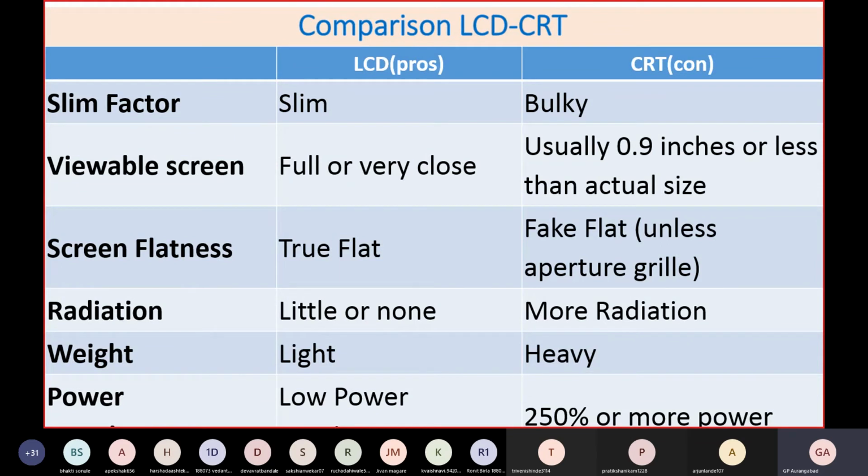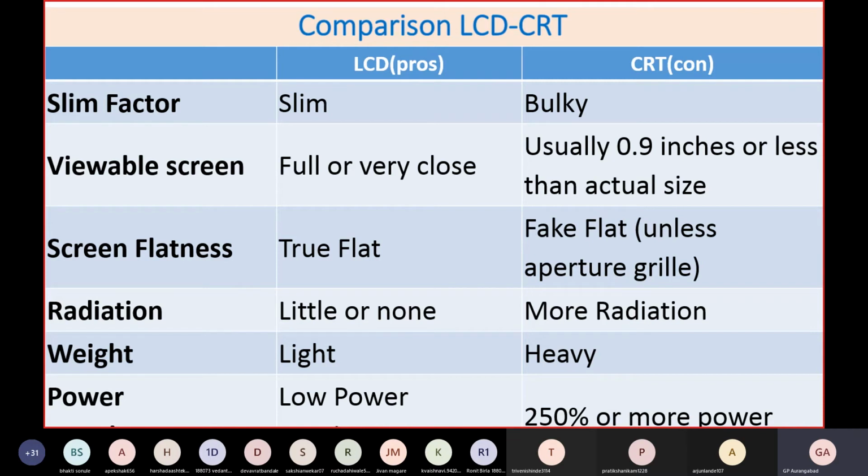Let's say the very first point is slim factor. That means how slim it is. As you know, an LCD you can hang on the wall also. It is very slim. And if you talk about CRT, it is going to be bulky because it is required to have a certain minimum size for the picture tube. That is the neck of the picture tube, which will be at least 0.9 inch. Or there are some thin CRTs that were developed, but they cannot compete with the LCDs.